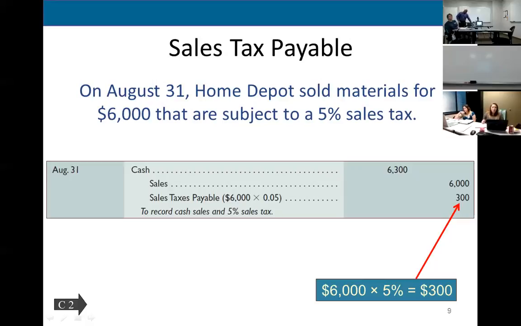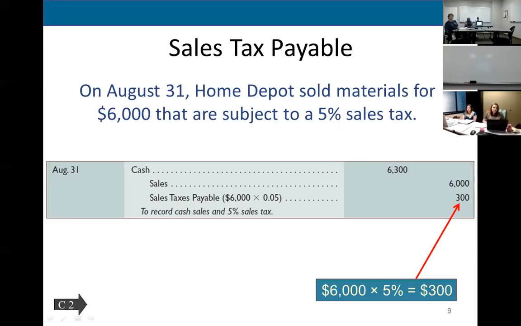Now, sales tax payable. Let's look at an example. On August 31st, Home Depot sold materials for $6,000 that are subject to a 5% sales tax. All right, what are we debiting? Cash. We're debiting cash $6,300.